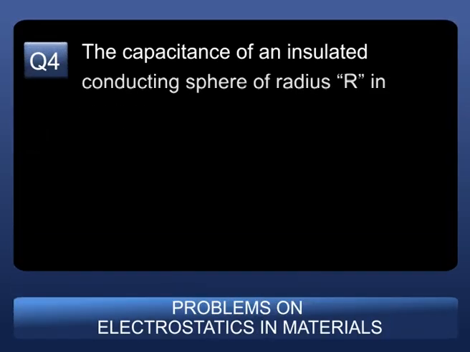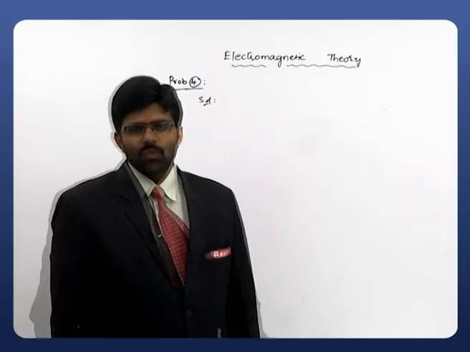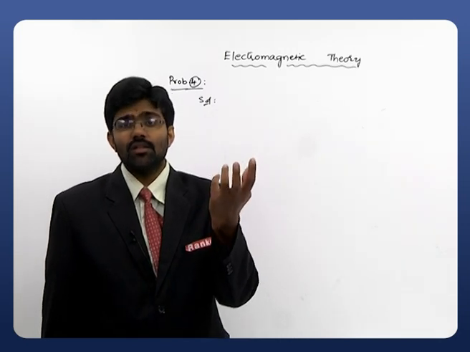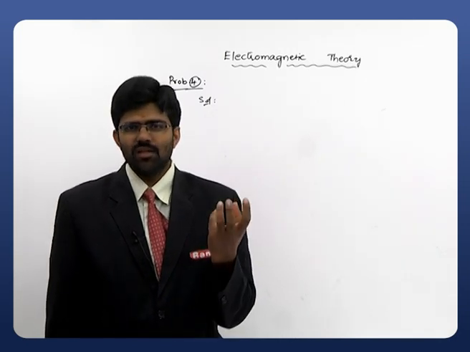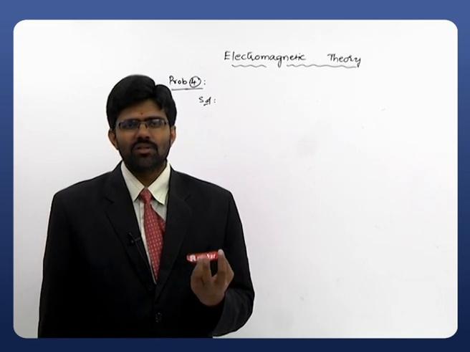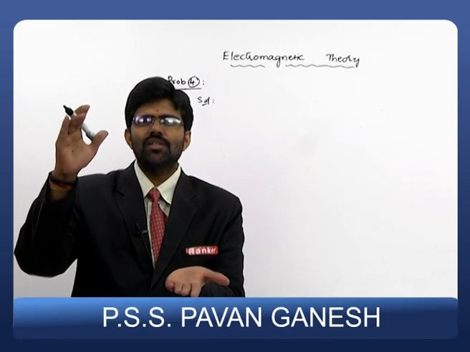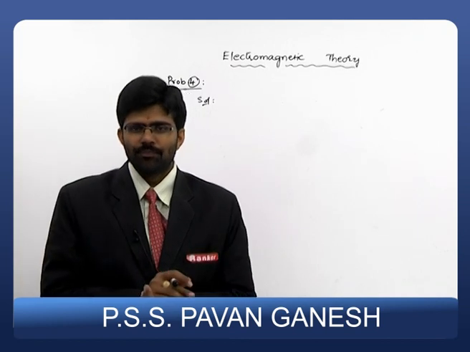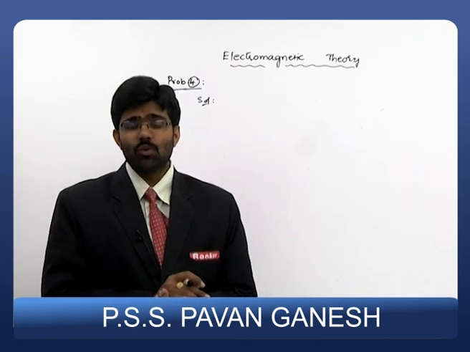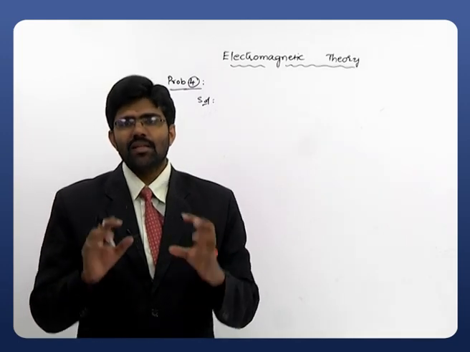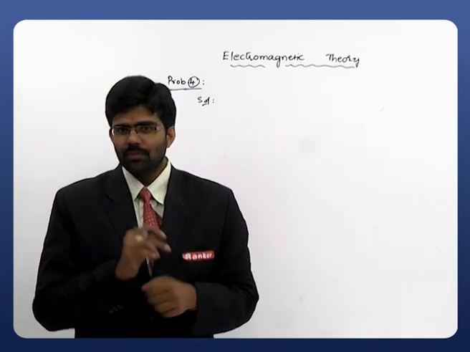Problem 4. The capacitance of an insulated conducting sphere of radius r in vacuum is. Observe the parameter asked: the capacitance of an insulated sphere. So only a single sphere is given to us. Till now we discussed capacitors of two conductors. We require two conductors, and between them a dielectric must be there. But here he is asking to obtain the capacitance of a single conductor, an insulated spherical shaped conductor.